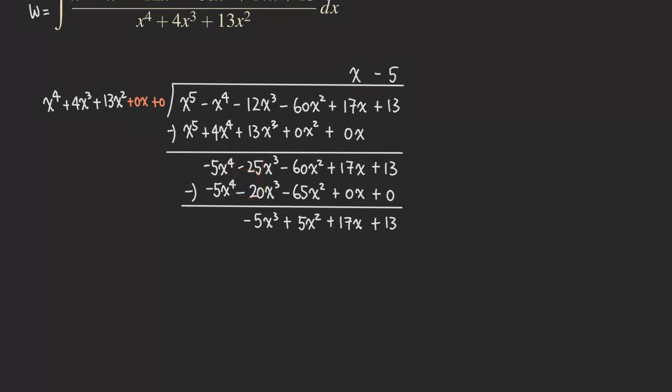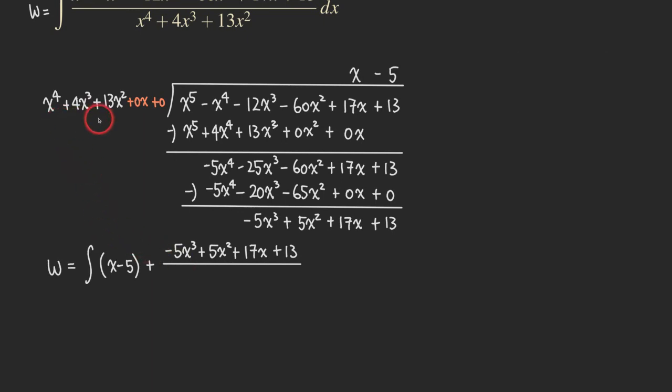Okay, so now W is equal to the integral of, okay, the quotient first, which is x minus 5. So you get x minus 5 right here. And then plus, okay, next, what do we put here? We are going to put the remainder over the divisor. So we are going to get negative 5x cubed minus 5x squared plus 17x plus 13, and then all over what?